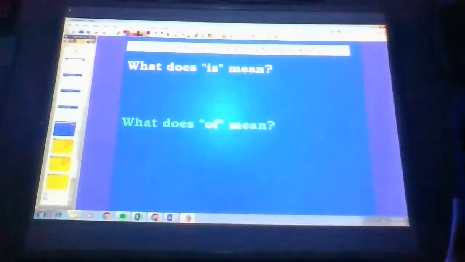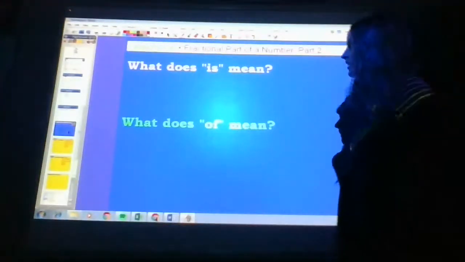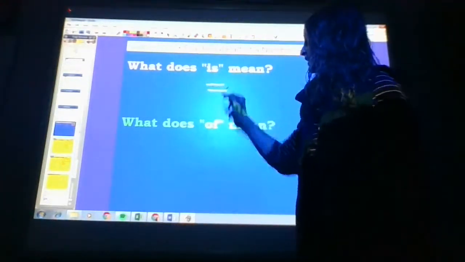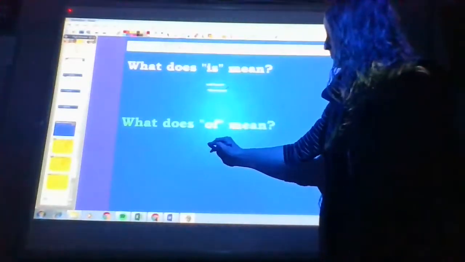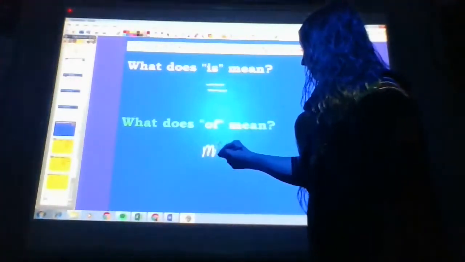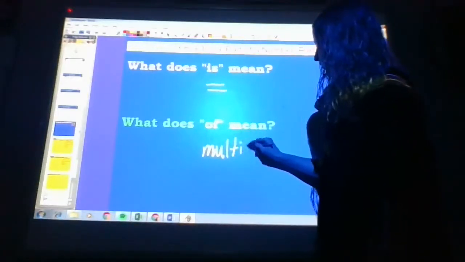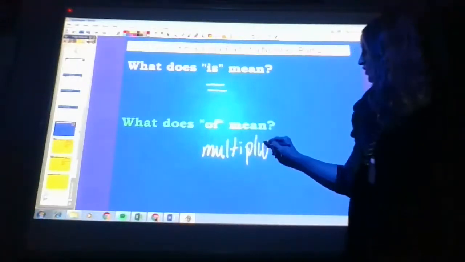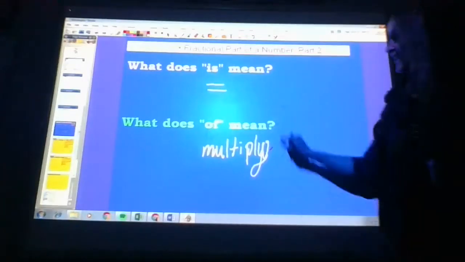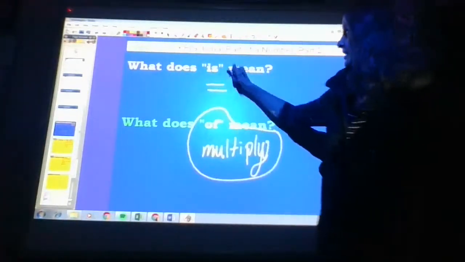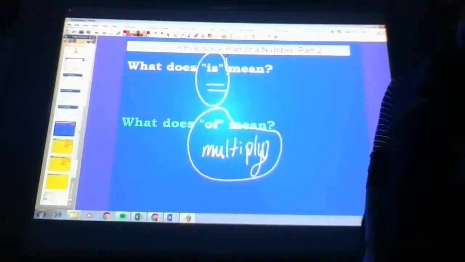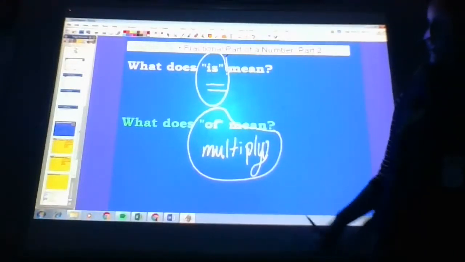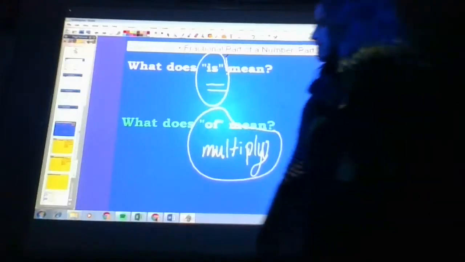The first thing I would like you to write down: what does is mean? Hopefully everyone knows. Equals. Very important that you know that is means equals. Of is going to mean multiply. Please write that down. It is so important that you guys know it. So of means multiply. Is means equals. And we're going to deal with some word problems today, setting up the equation and then solving from there.